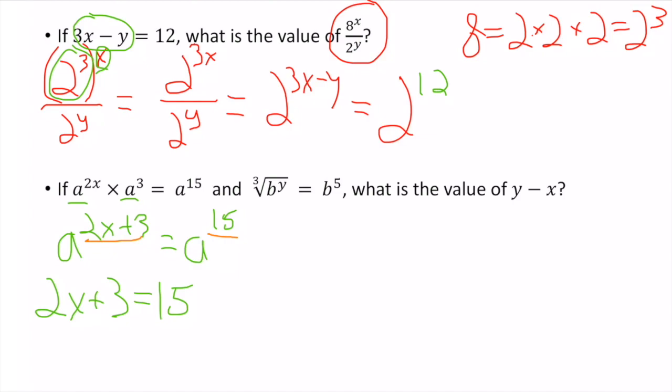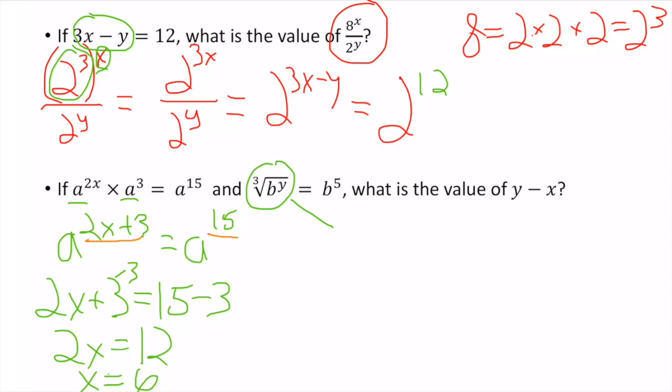Okay, when I get to here, now I'll just solve this algebraically. I'll subtract 3 from both sides, and I end up with 2x equals 12, which is just x equals 6. And I'll do the same thing for the b's here. If I were to rewrite this, this is b to the y divided by 3, and that equals b to the 5.